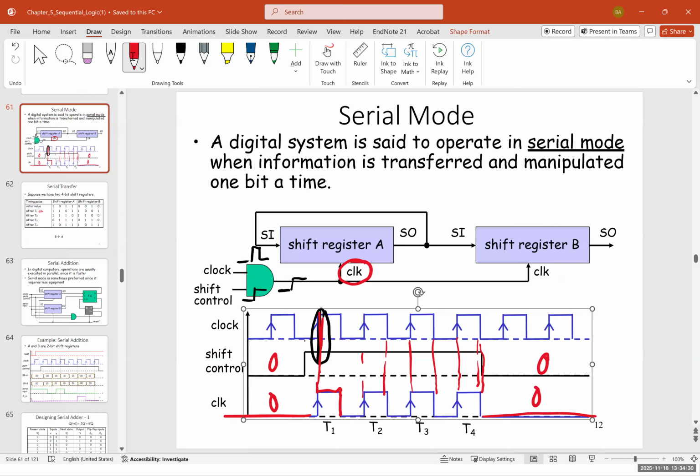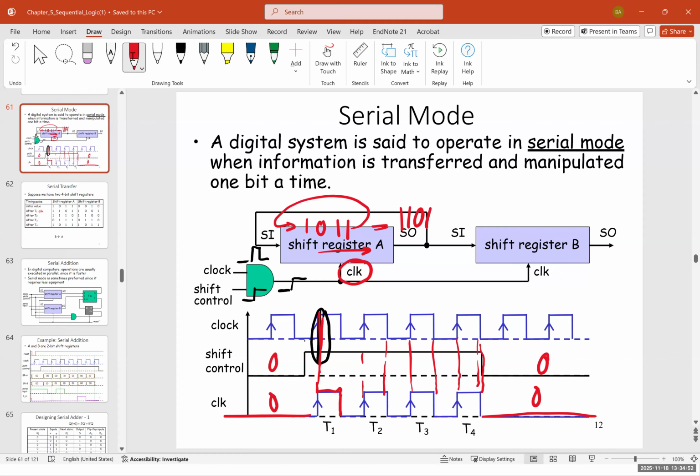What happens in shift register 1 or A? Again, this is a shift to right system. So if it's 1, 0, 1, 1, if I shift 1 bit to the right, this 1 falls out and goes back. So this becomes 1, 1, 0, 1. Okay.